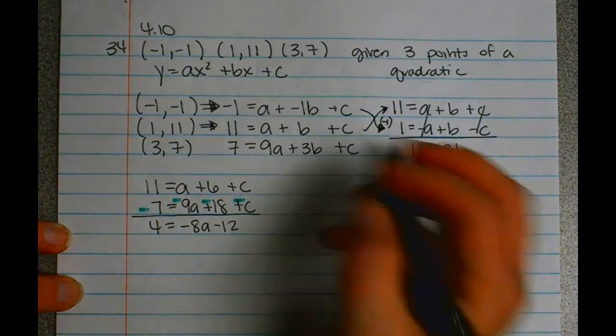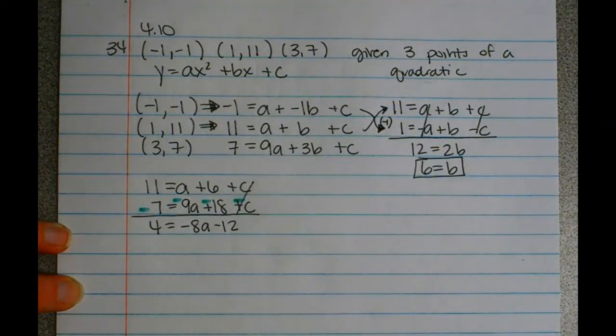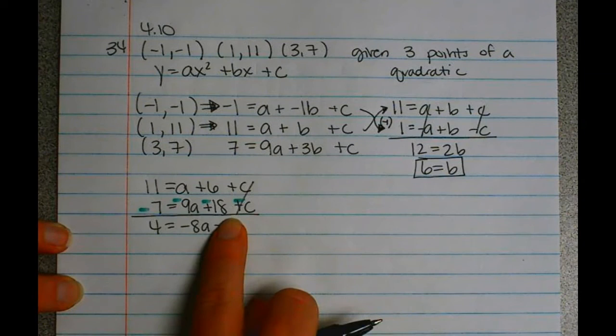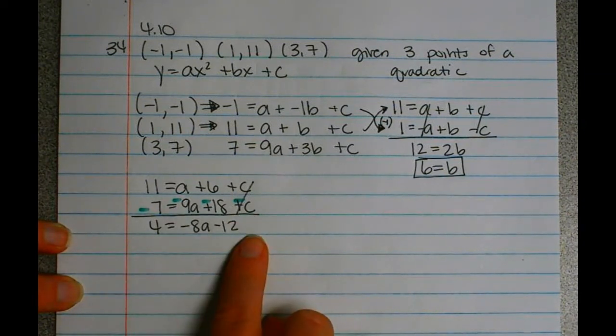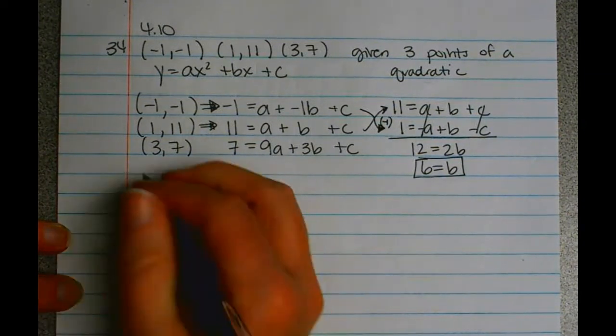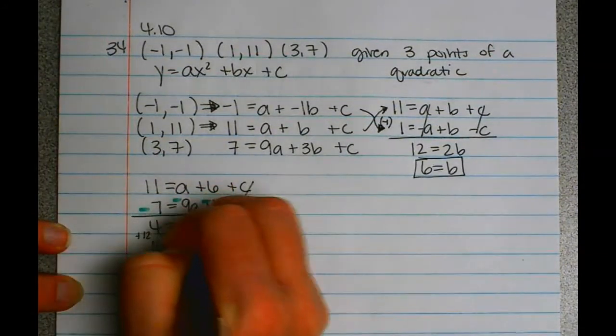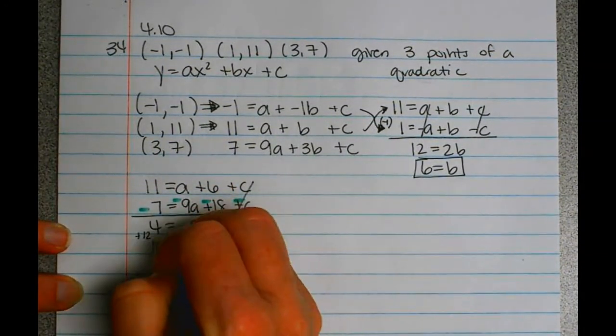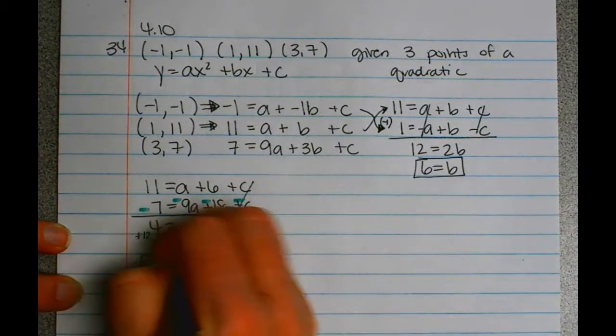So now we can solve for A. We only have A. The C's canceled. And the B's were replaced. So now we're set up to solve for A. If we add 12 to both sides, we'll have 16 equals negative 8A, so A equals negative 2.